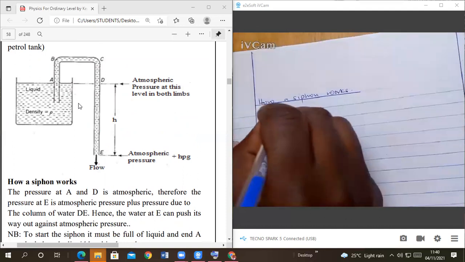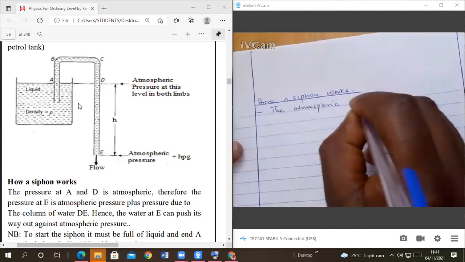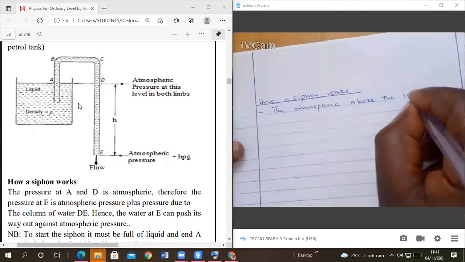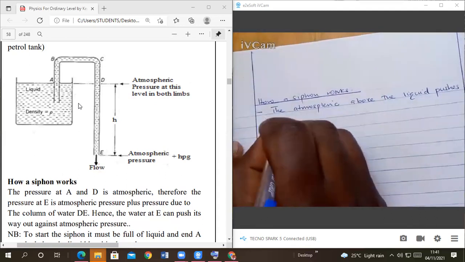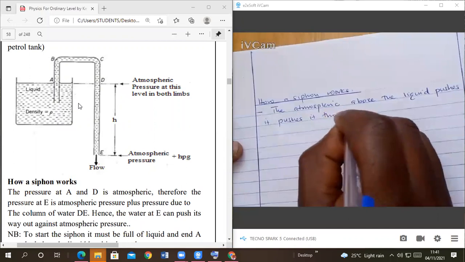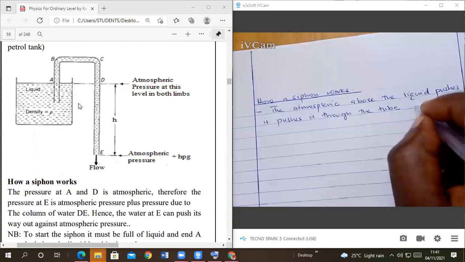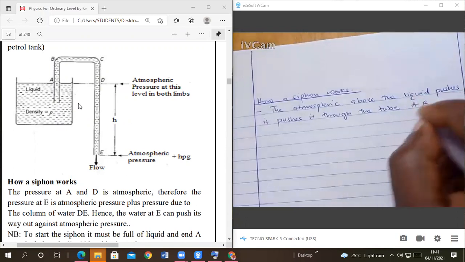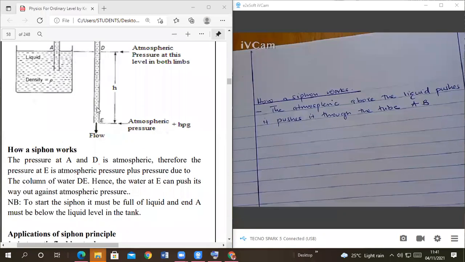So the atmospheric pressure above the liquid pushes it through the tube AB. Okay, so through that tube AB, that atmospheric pressure will make the water rise through that tube from A to B. Okay, so what will happen?